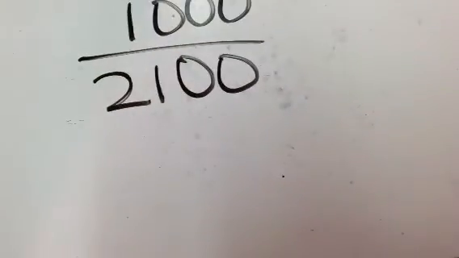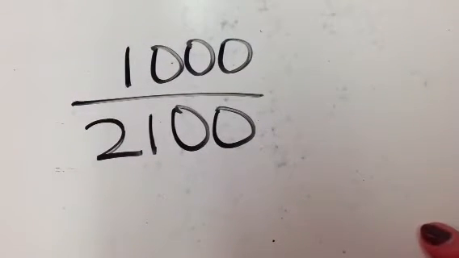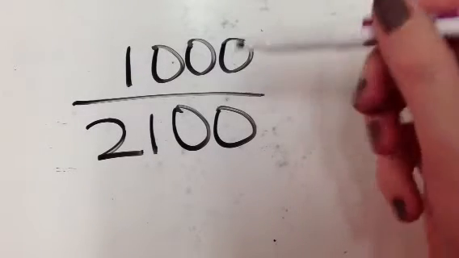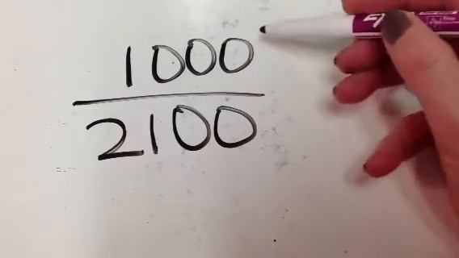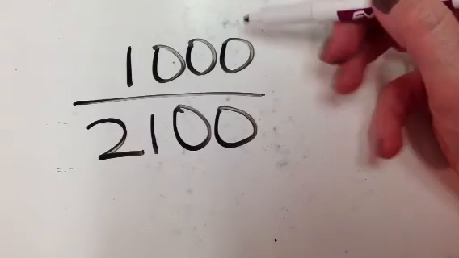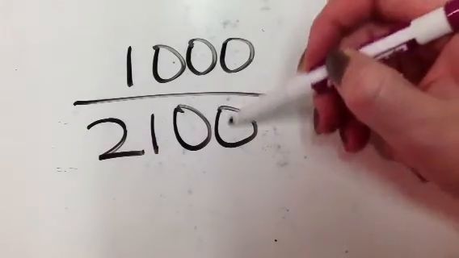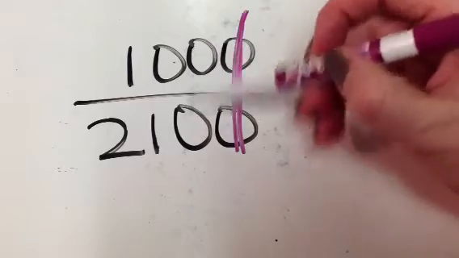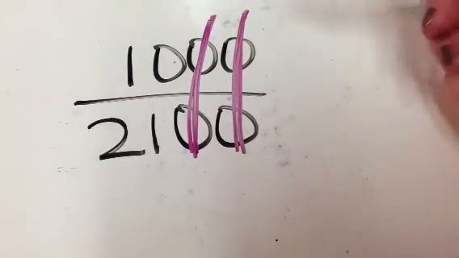Here's another example. 1,000 over 2,100. This is a big number fraction. Again, I don't want to have to work that hard by dividing out whatever I can divide out or listing out all of their factors. I'm just going to use the zero rule. I've got a 0 above a 0 here, so I'm going to cross those guys out. I have a 0 above a 0 here, so I'm going to cross those guys out.